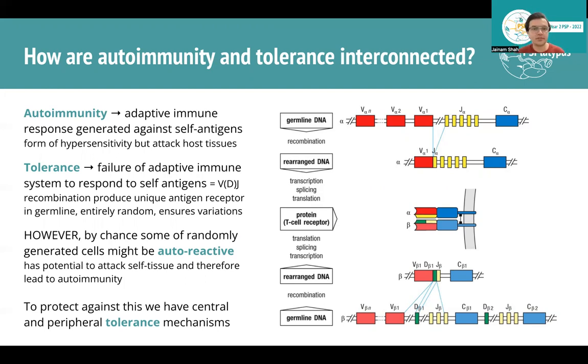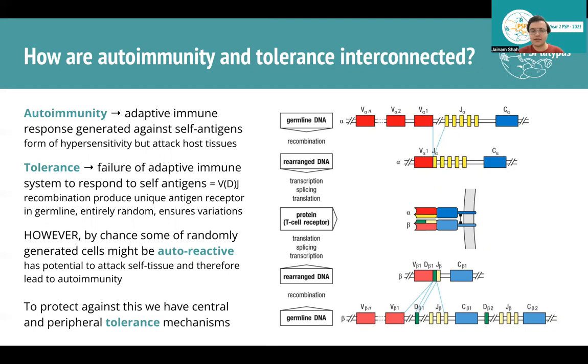And that occurs mainly through the VDJ recombination system, which I may have touched on very briefly in our previous lecture. But just to give you a bit of an overview again, it is the system by which you get a lot of random variations in your antibodies and the different types of cells that you're producing within the adaptive immune system. So that's the VDJ system.